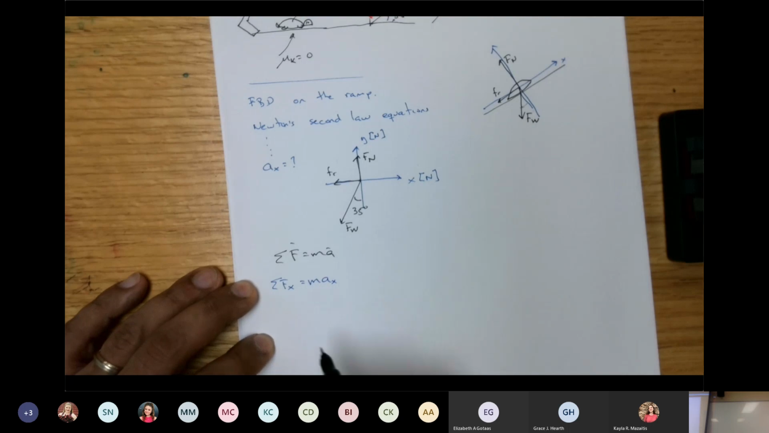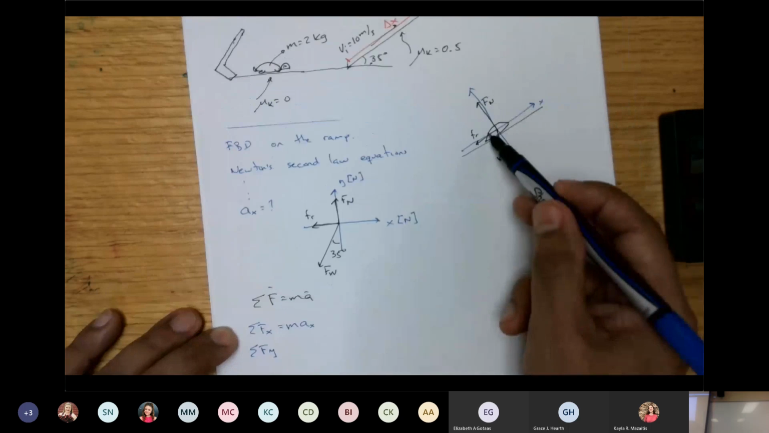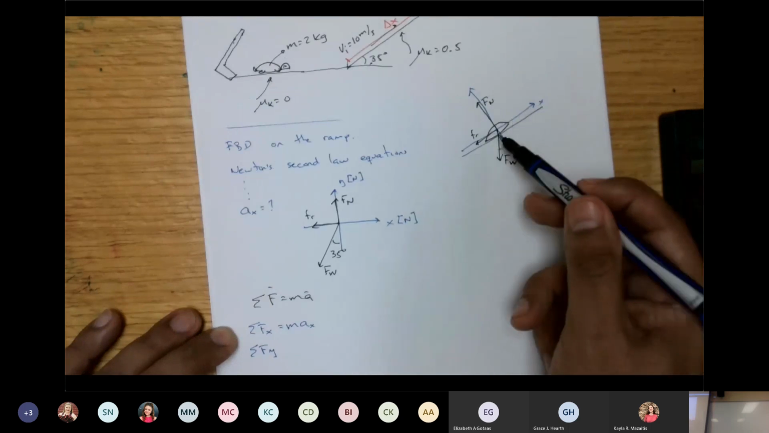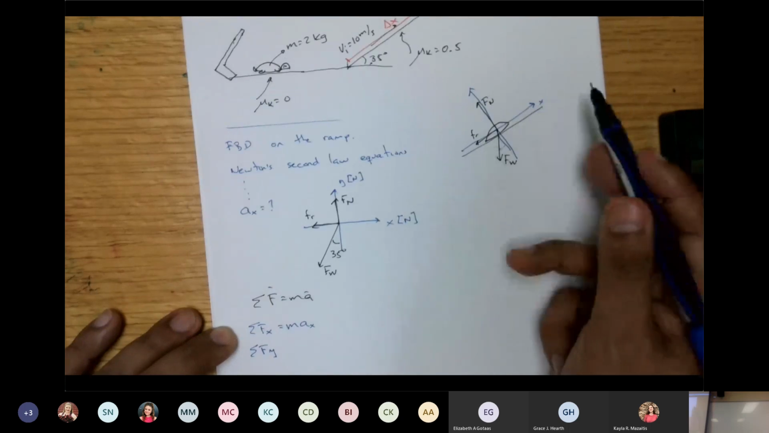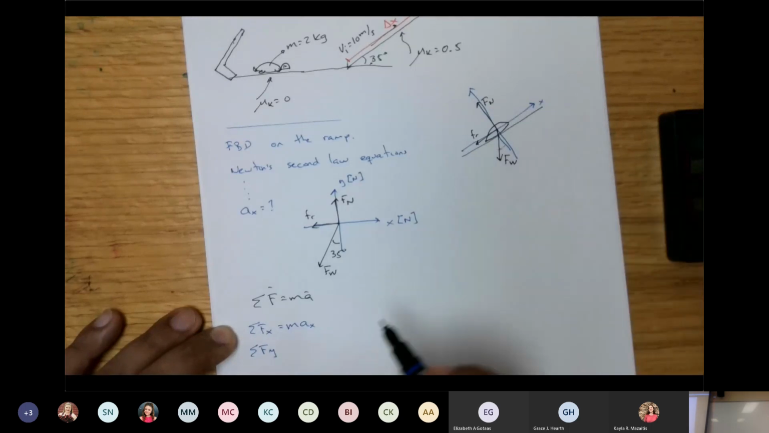Now, in the y direction, because we changed our frame of reference, because we rotated the axis, there's no displacement in y. It's just moving along the x-axis. So if there's no displacement in y, there's no velocity, there's no change in velocity, there's no acceleration. So this will be equal to 0. And these are just your two Newton's second law equations. So what we need to do is solve these equations. I'm going to start with the y direction.